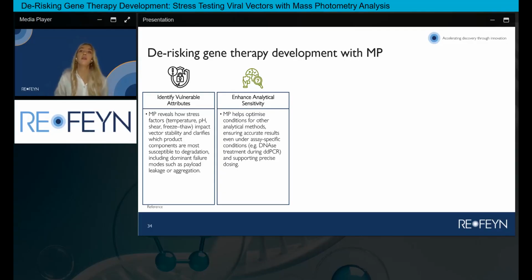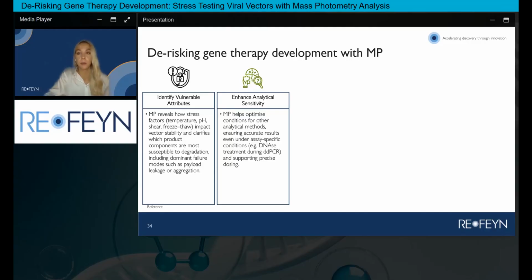And then how does it help us enhance analytical sensitivity? I'll just take the example of ddPCR. Some analytical methods, such as ddPCR, require incubation time. In this case, for example, adding a nuclease and having an incubation time at an elevated temperature could potentially cause payload leakage. By stress testing your samples before exposing them to these conditions that some of these analytical methods require, mass spectrometry can help you optimize other analytical methods.